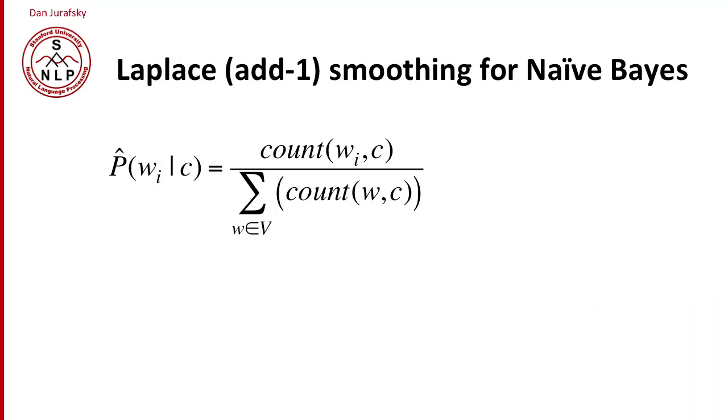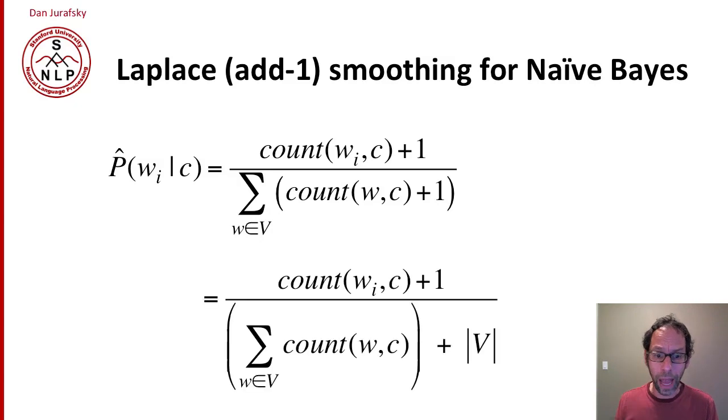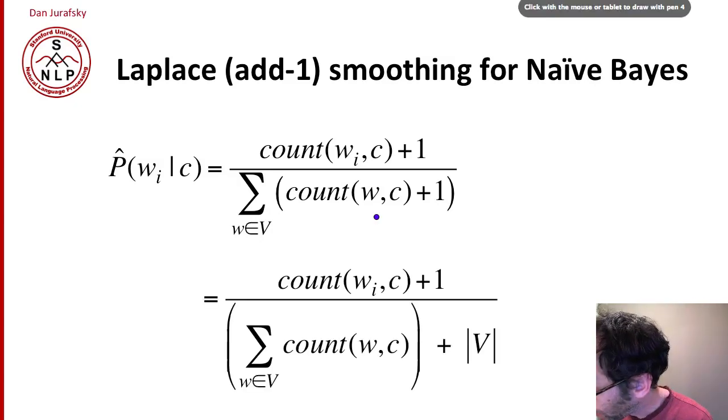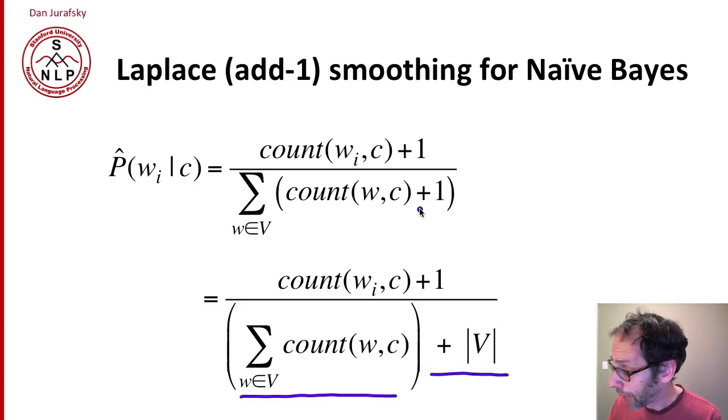Add 1 smoothing. So here's the computation without smoothing. And with add 1 smoothing, we simply add 1 to each of those counts. So we'll add 1 to the count in the numerator, and every time that count occurs in the denominator, we've added 1 to that too. And we can rewrite that in a form we've seen before, where we're taking the total number of tokens that were in class c, and we've added the vocabulary size, because we added 1 for every vocabulary item into the denominator. So classic Laplace or add 1 smoothing.